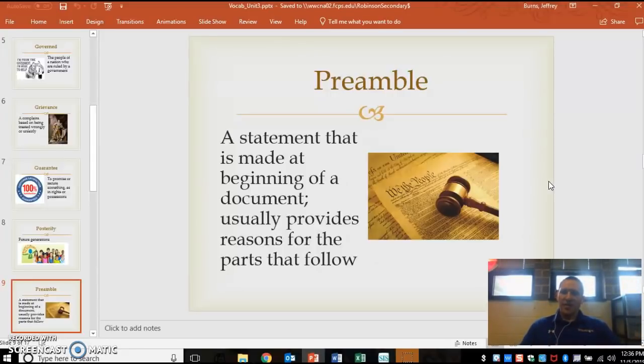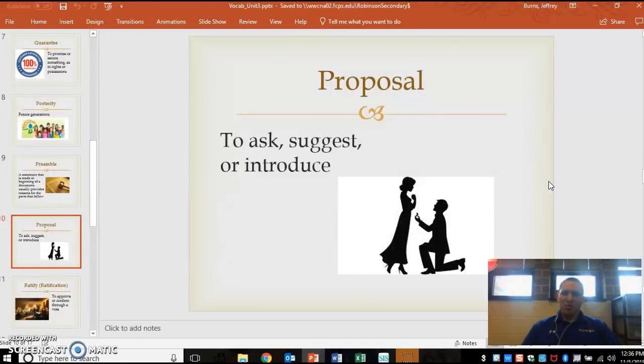Okay, that's the preamble. When we think of any preamble, it is an introductory statement to a document that states the goals or the reasons that this document was written. That's what a preamble is. Okay. Next page, we got proposal.